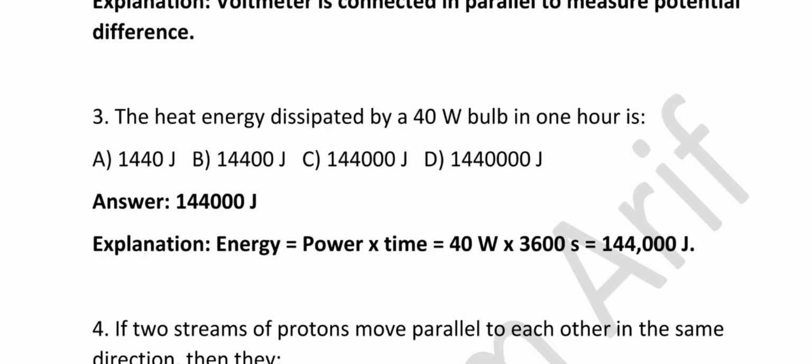The heat energy dissipated by a 40-watt bulb in 1 hour, correct answer is option C. So children, to find out the energy you will use its formula, power into time, and 40 watt into 3600 seconds, and you will get the answer, that is option C.